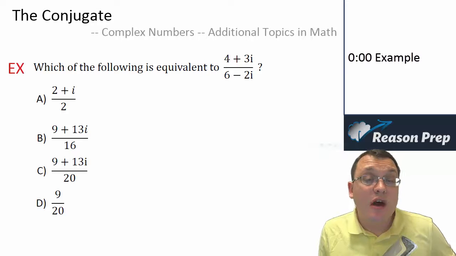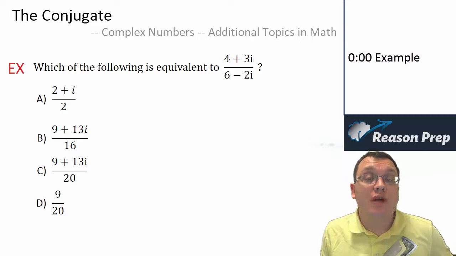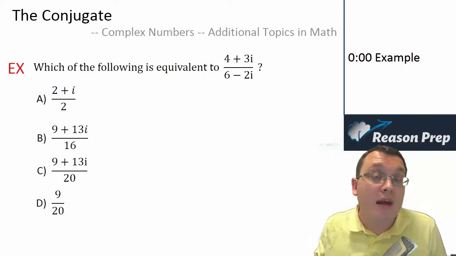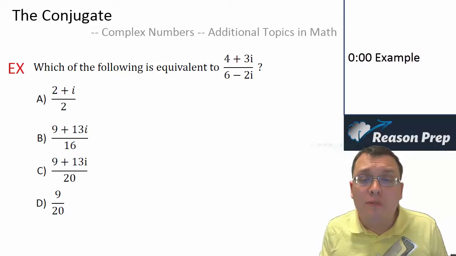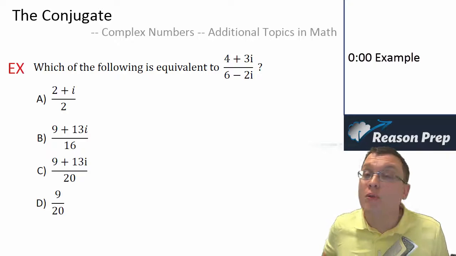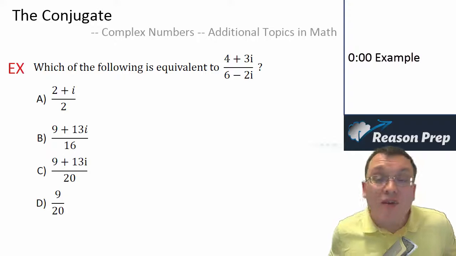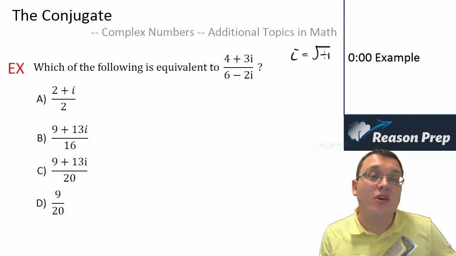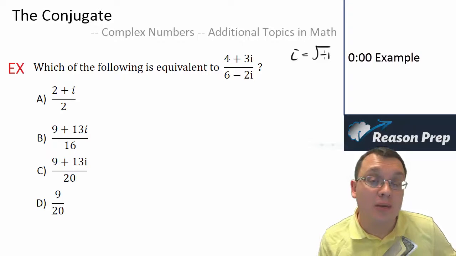In a previous video on radicals, we talked about reducing radicals by using the conjugate, and we mentioned that we would also do this with imaginary numbers, complex numbers, and here we are. So let's say we had this (4 plus 3i) over (6 minus 2i), and we want to know what it's equivalent to. Remember that i is just the square root of -1, and remember previously we said we don't like radicals in the denominator. We want to get rid of them.